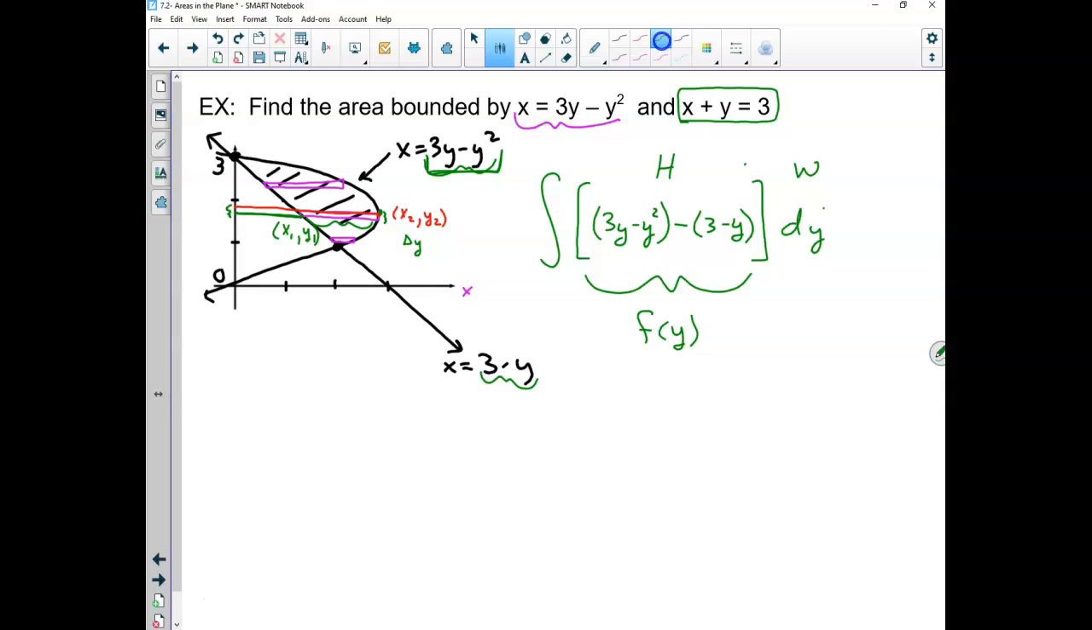But the next question is, what are my limits of integration? Well, for my limits of integration, I need to know what this point is and what this point is.